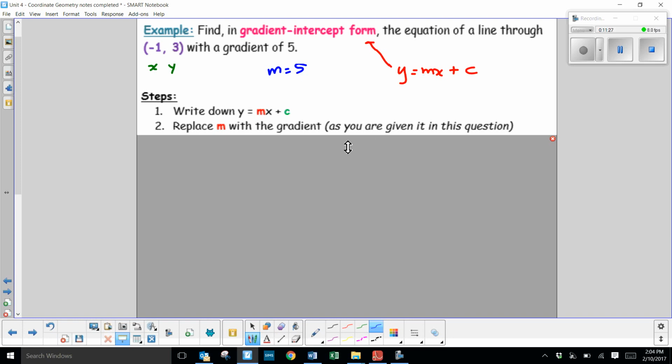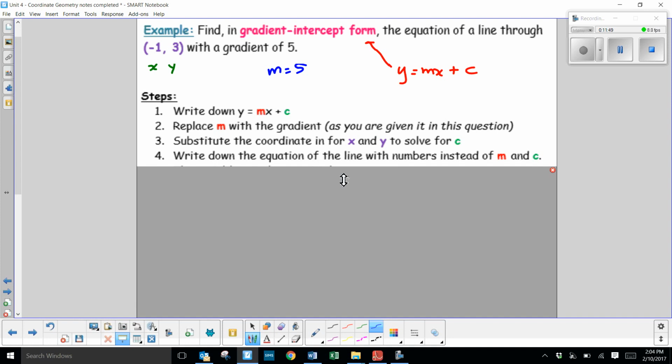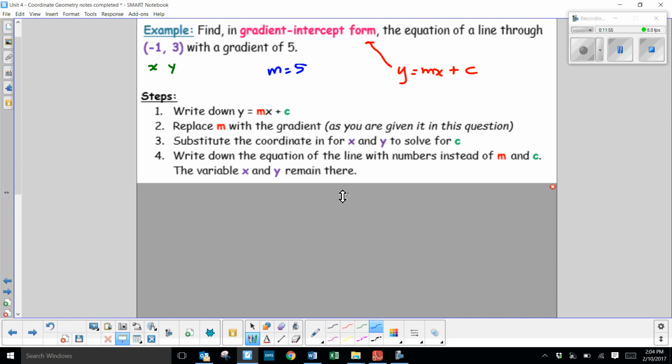In the next line, I would suggest substituting in x and y. So I would write y equals mx plus c, then y equals 5x plus c, then I would write 3 equals 5, brackets, negative 1, plus c, because I've subbed in the rest. Fourth line, I would write down the equation of the line with numbers instead of m and c. The variables x and y remain there. You'll see in my working what I mean by 4.